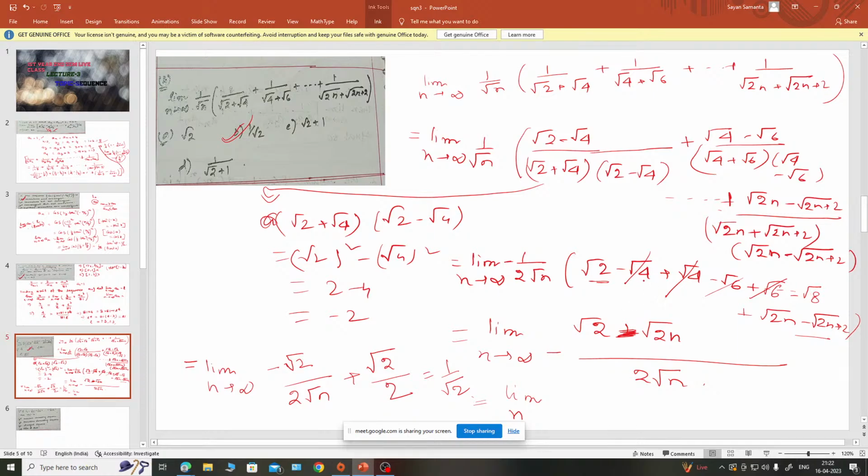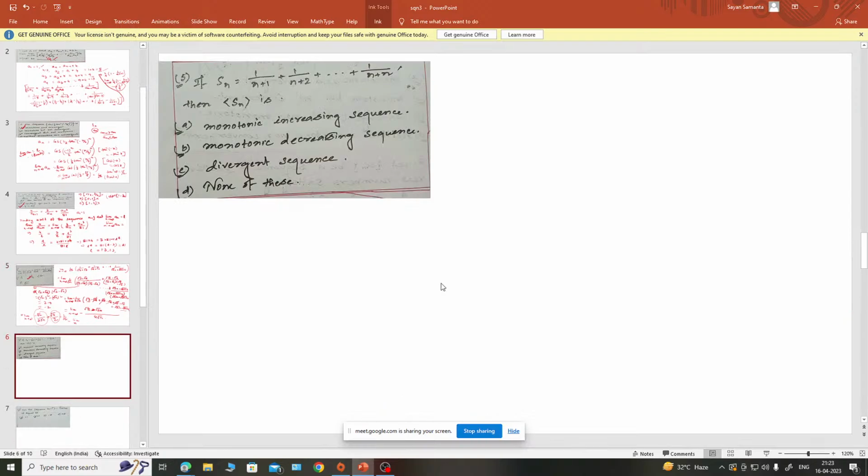Now if I take common minus 1 by 2, we get this type of relation. And here we see that root 4 minus and root 4 plus exist, and minus root 6 plus root 6 exists. So alternative signs are discarded. So here the first term and the last term exist. So now we distribute, taking 2 root n, and we get minus root 2 by 2 root n plus root 2 by 2. So n tending to infinity, 1 by root n goes to 0, so this is 0, and we get the value 1 by root 2, option B. So here option B is correct. Is it clear to everyone? Now go to the next question.